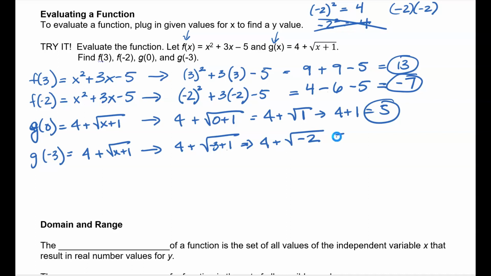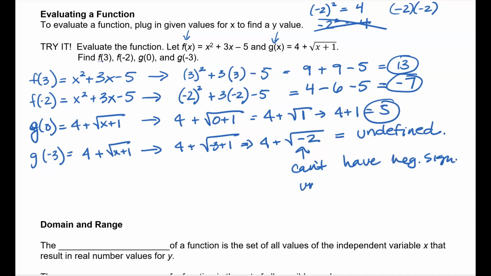So what you do in this case, if you ever have to evaluate something and it's not possible, is you just say that the answer is undefined. That'll be an option for you on Connect. I'm just going to write a little note here: can't have a negative sign under the square root. At least in the real number system, which is the number system we're dealing with here.